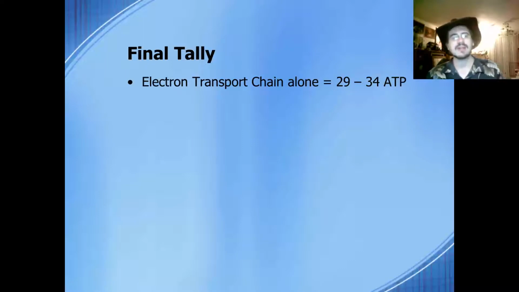So the final tally of phase 3. The electron transport chain alone makes 29 to 34 ATP. It's a bunch. That is not too shabby, considering glycolysis only produced a net of what? That's right, 2 ATP. It only produced a net of 2 ATP.